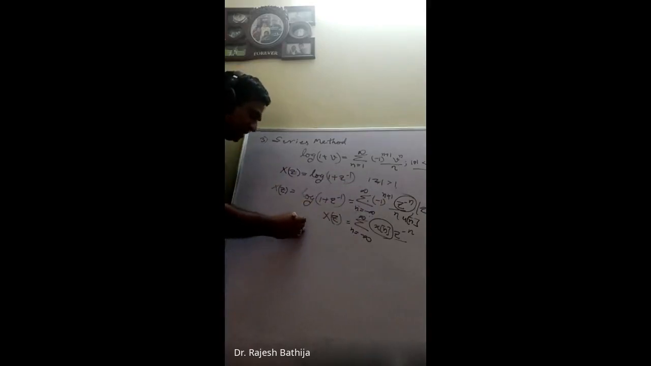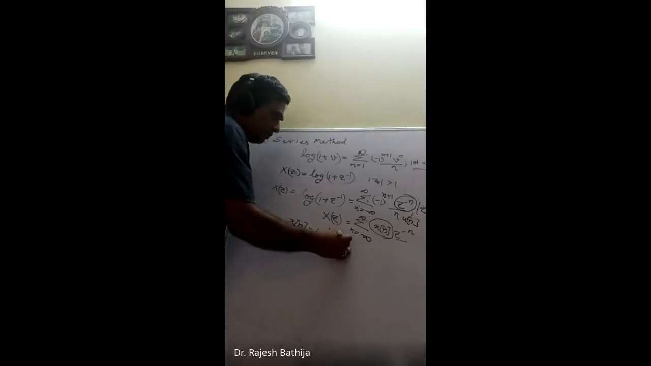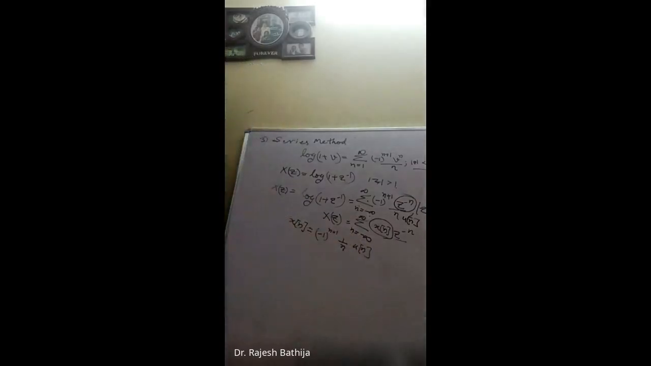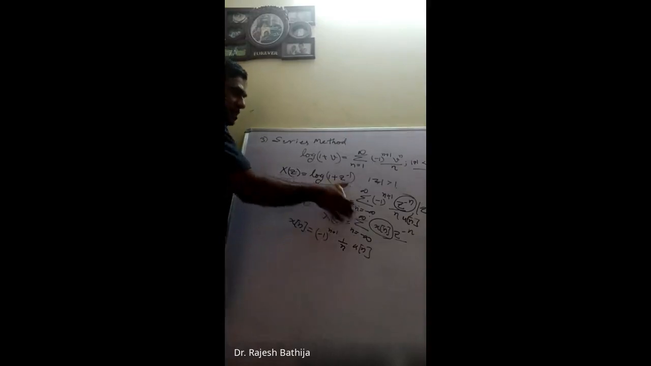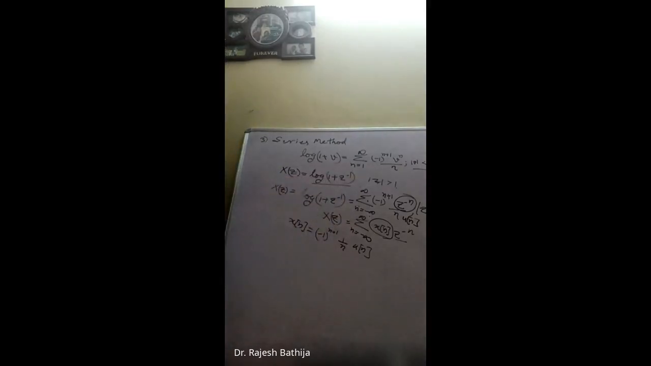By comparing, I will get x of n equal to (-1) to the power n plus 1, 1 over n, u of n. And that's all. This is the problem solution. It looks like an odd problem, but the process to find the answer is very simple. Only in 2 steps we have compared it with this, and then we got the answer.